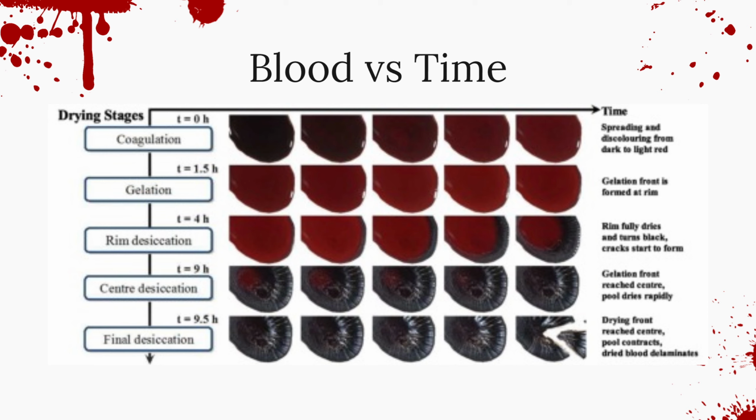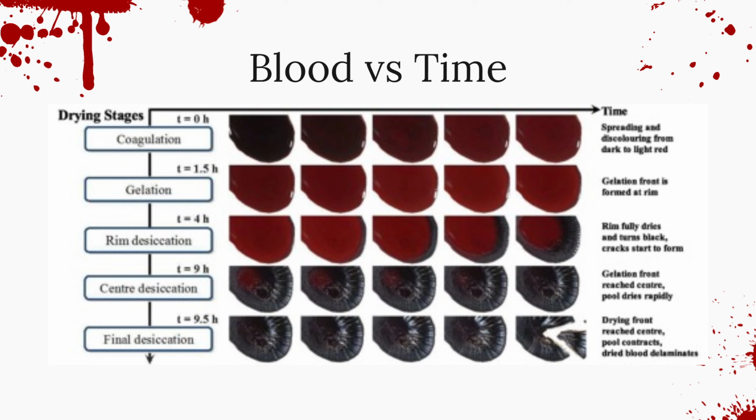The first stage of blood drying is coagulation. As you can see from the picture, it's the process of blood going from a dark to light red. This process can take minutes. The second stage is gelatination. This is where the blood turns into a gel-like substance. It also begins to form a thin crust on the outer ring of the droplet.